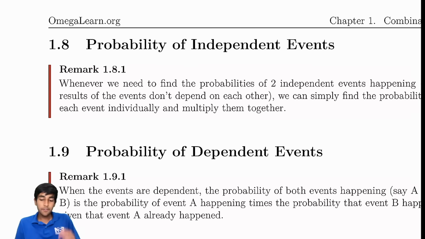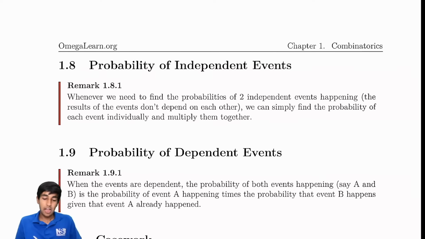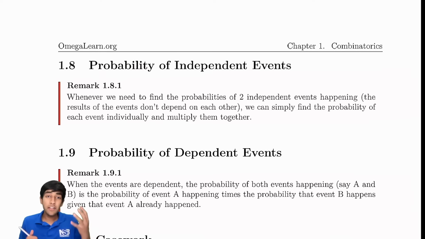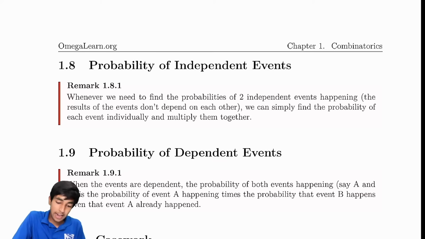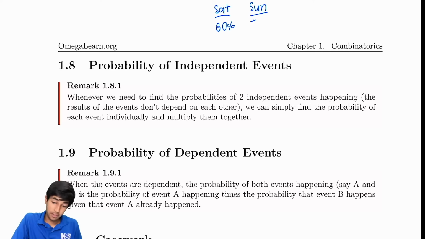Okay, so now probability for independent and dependent events. When you're trying to find the probability of independent events, you literally just multiply the probabilities. Now, when they're dependent, sometimes you have to do a little bit of casework. So let's say you have an event A. Let's say there's just very standard types of problems. On Saturday, there's a 60% chance of rain. And then on Sunday, if it rained on Saturday, there's a 50% chance of rain.